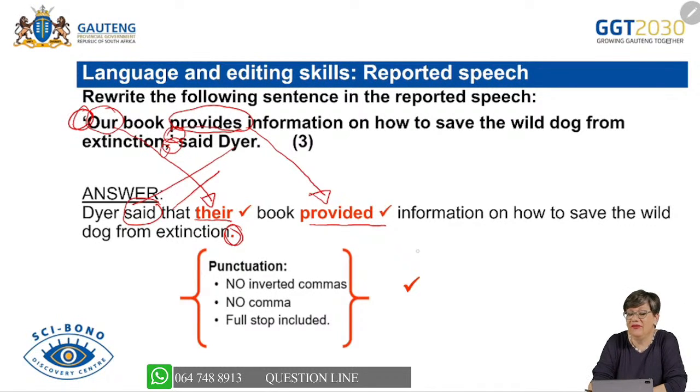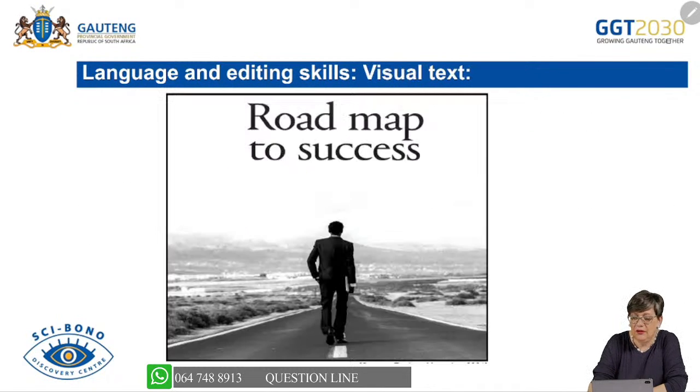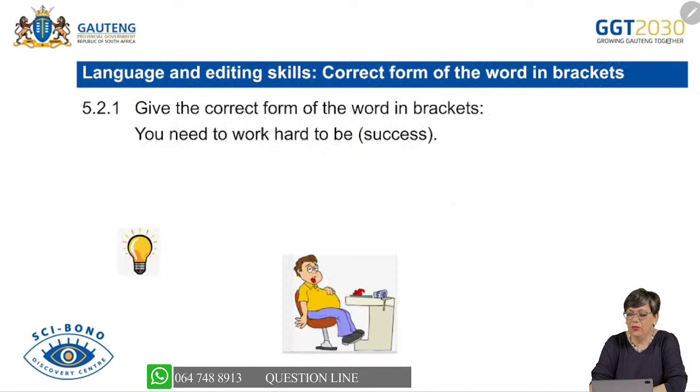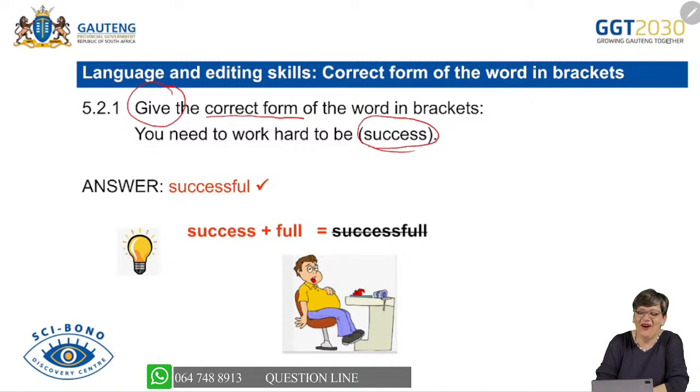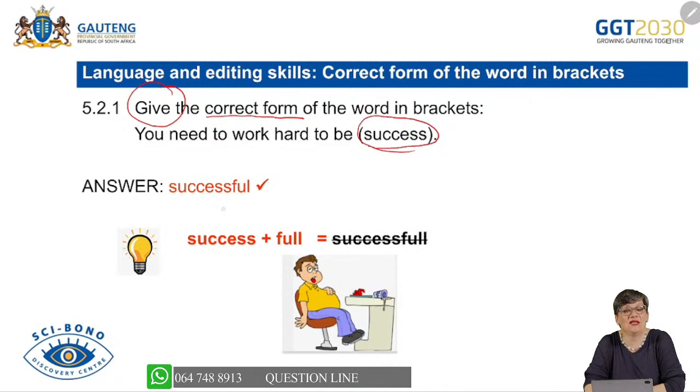Remember I said you'll get a visual text as well? So this is the kind of question you might be getting. Give a correct form of the word in brackets. So again, give correct form of the word in brackets. You need to work hard to be a success. Oh, this is really easy. Okay. Now, I'll explain what this little man is doing down here at the bottom. Now, your answer is obviously successful, which is really easy. Or is it? Be careful.